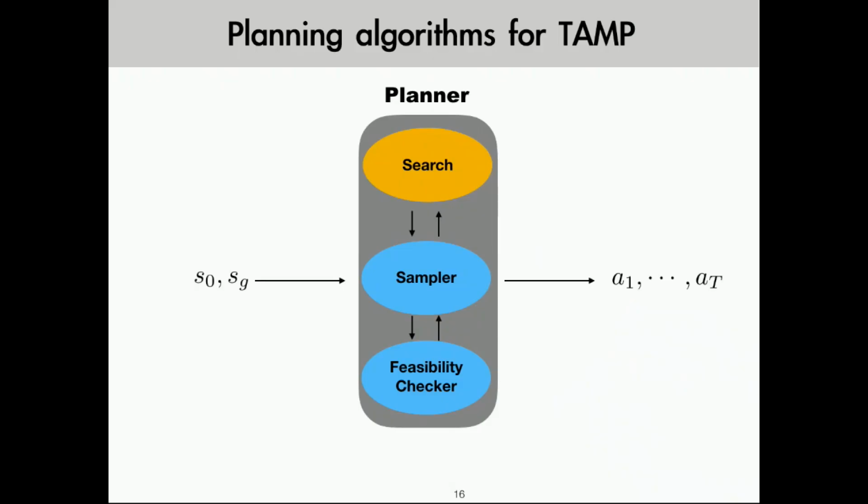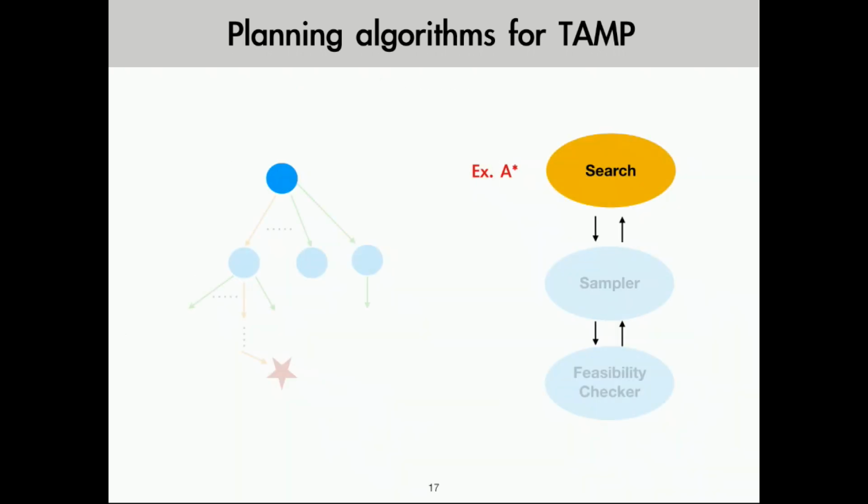Inside the planner, we have three things: a search module, a sampler, and a feasibility checker. The search module is basically a graph search algorithm, such as A star, depth-first search, and so on. But unlike traditional graph search, we have a sampler to deal with continuous variables, such as the base poses. At search time, we choose the next node to expand according to the search algorithm, and then the sampler samples promising values for these continuous variables.